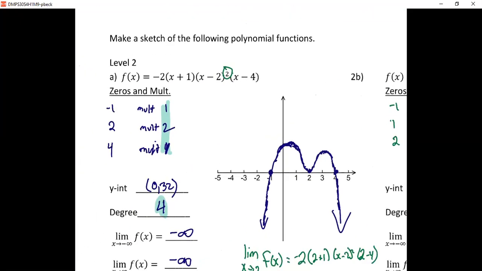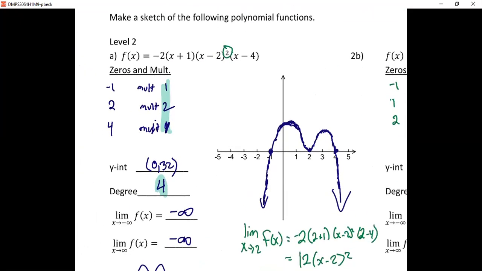So moving on to some level 2 problems. This is where we're going to introduce a multiplicity other than 1. So once again, x-intercept of negative 1, x-intercept of 2, x-intercept of 4. Now, this 2 has a multiplicity of 2, which we can see right there. The other two have a multiplicity of 1.